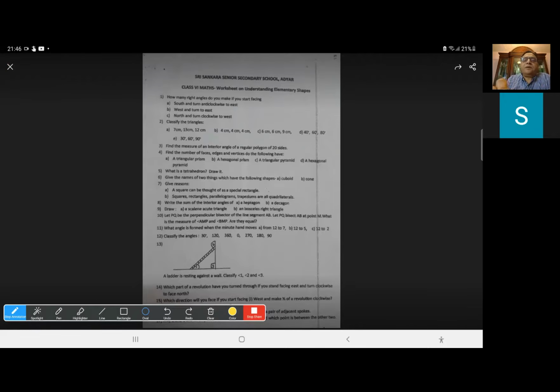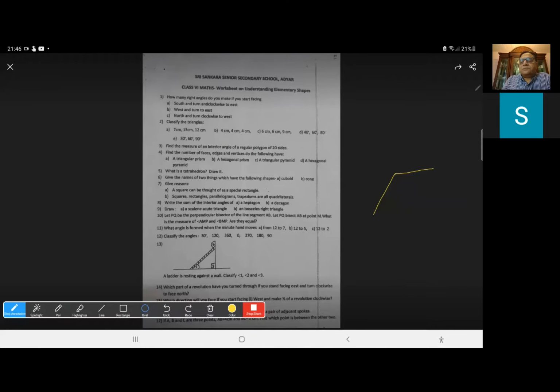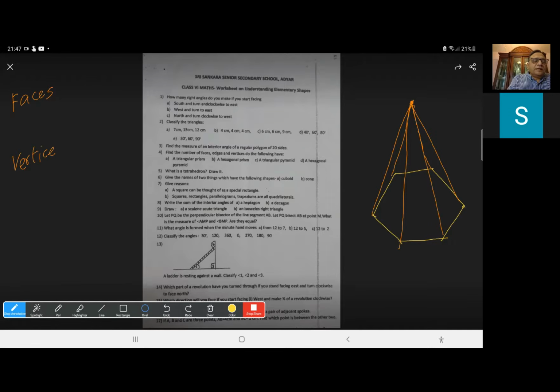Now, for hexagonal pyramid, try to tell me number of edges, faces, and vertices. Do it in a notebook and then tell me the answer. I'm sketching one for you here. We'll begin with the faces, vertices, edges.